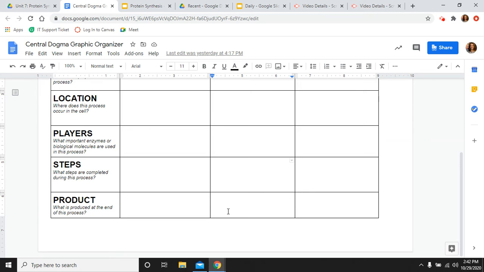Replication has very obvious steps. What I'm asking for with transcription and translation is basically what are they doing? So this is where you'd explain the tRNA brings in the amino acid, drops it off. It's kind of just a brief summary or description of what is happening during this time. And then the product, what's at the end? So when I replicate DNA, what do I end up with at the end?